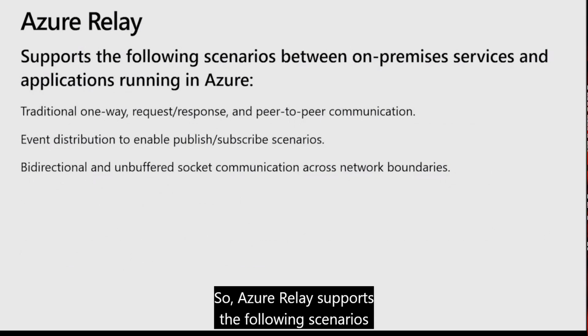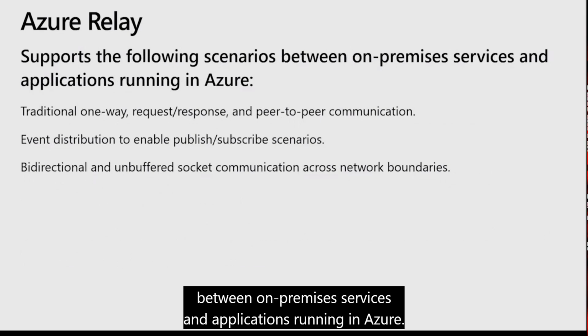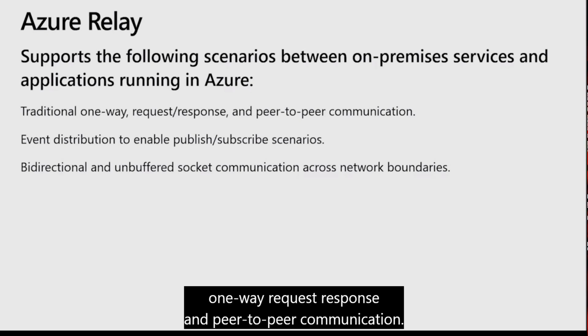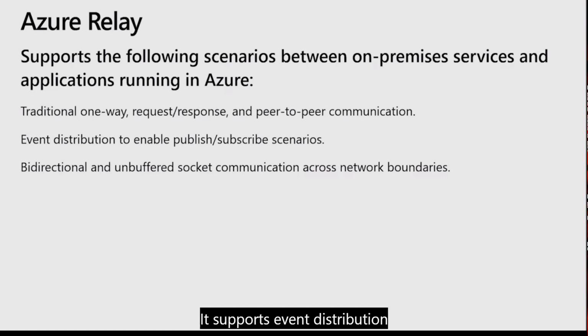So Azure Relay supports the following scenarios between on-premises services and applications running in Azure. It supports the traditional one-way request response and peer-to-peer communication. It supports event distribution to enable publish and subscribe scenarios. And it supports bidirectional and unbuffered socket communication across network boundaries.